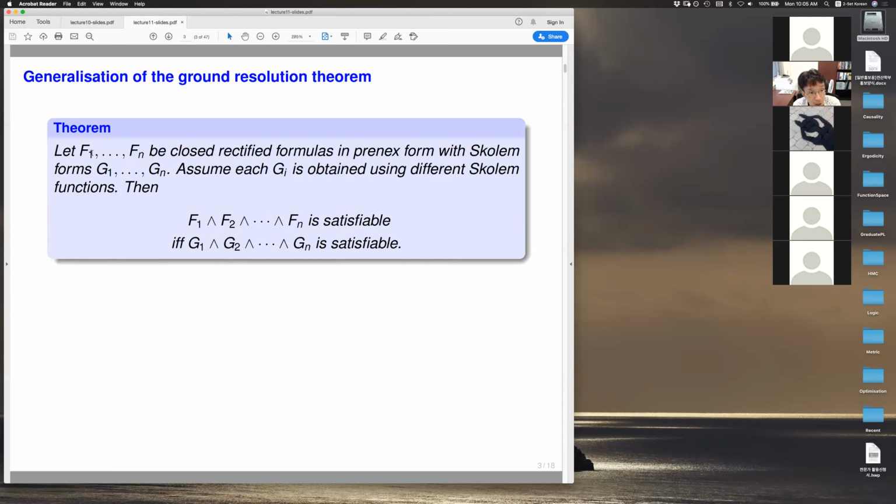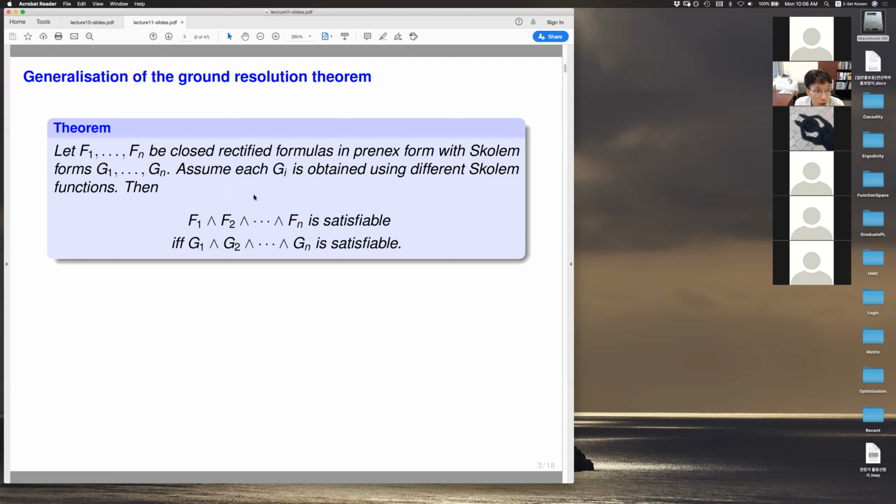Suppose we have F1 up to Fn, which are rectified closed formulas in prenex form. And then we Skolemize F1 to G1. Skolemization is a mechanical process, you can do it. And then F2 to G2, Fn to Gn. But we ensure that whenever we Skolemize each Fi, we are always using new Skolem functions. If you have to introduce new constants, that constant is not shared by, say, G2 and G3. Whenever we need to introduce function symbols and constants, we always introduce something fresh.